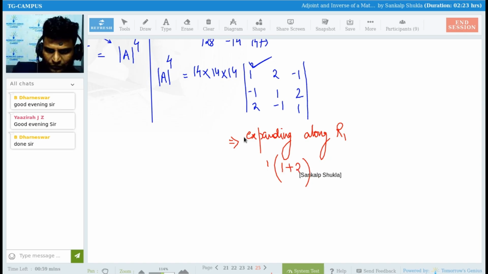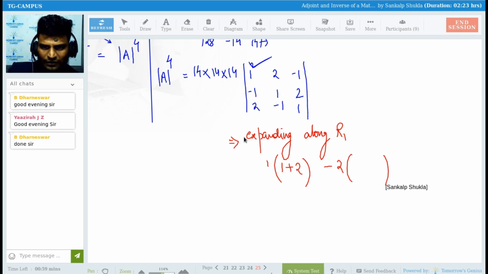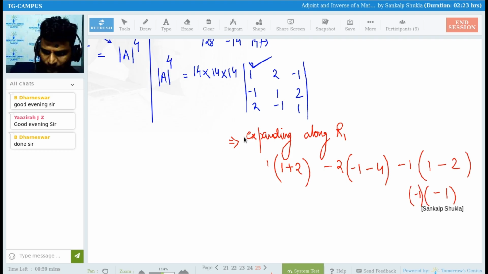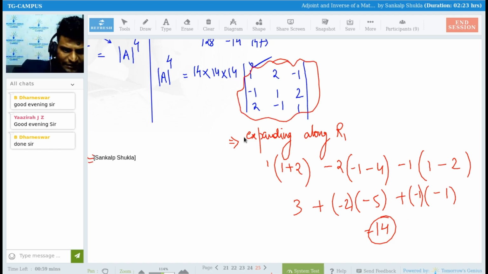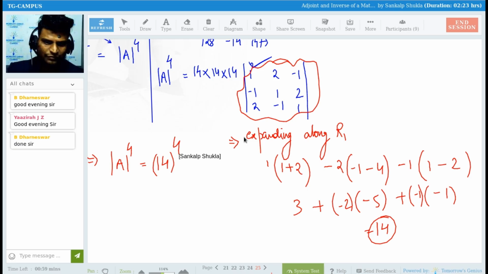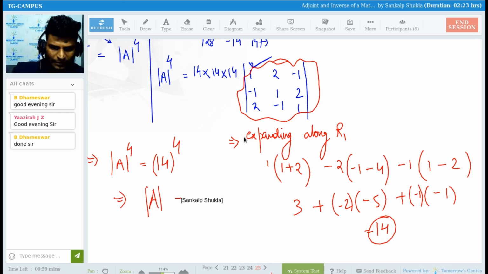So that will be 1 times (1 into 1 minus 2 into minus 1), so 1 minus minus 2, that is 1 plus 2, which is 3. Minus 2 times (1 into 1 minus 2 into 2)... minus 2 times minus 5, which gives plus 10; and minus 1 times (minus 1 minus 2)... So we have 3 plus 1, 4 minus 10, 14. So we have 14 as the answer. The value of this entire determinant is 14. So mod A raised to the power 4 is 14 raised to the power 4. Yes or no?